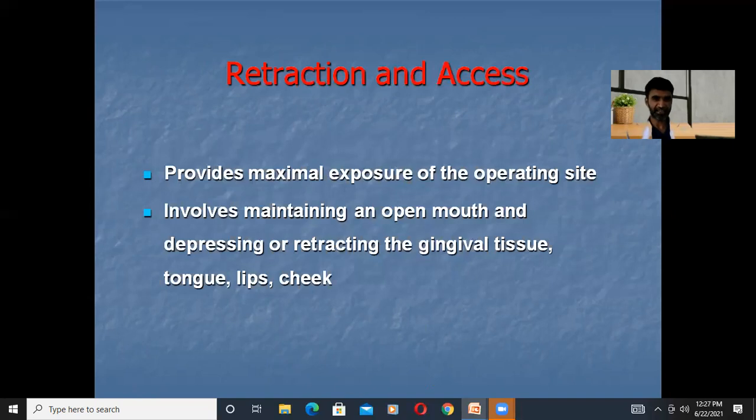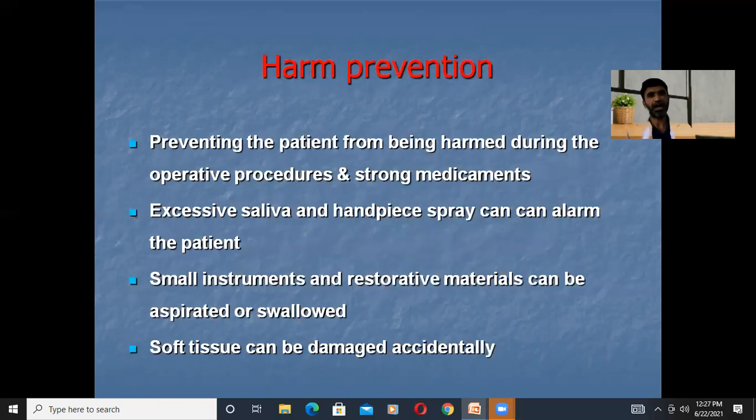What is retraction and access? Retraction provides maximal exposure of the operating site, for example the tooth, and it involves maintaining an open mouth and depressing or retracting the gingival tissue, tongue, lips, and cheek. Harm prevention: when we are using sharp instruments or rotating burs, the adjacent soft tissues should be protected, preventing the patient from being harmed during operative procedures and from strong medicaments.